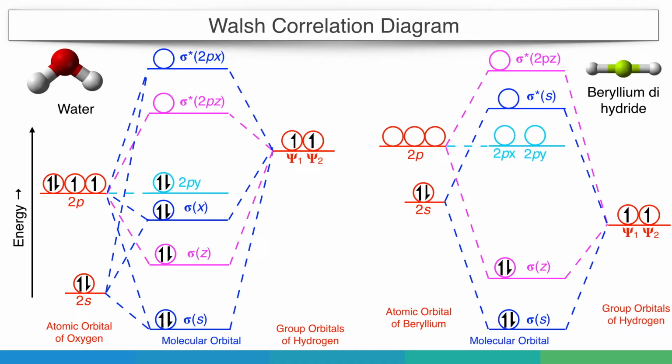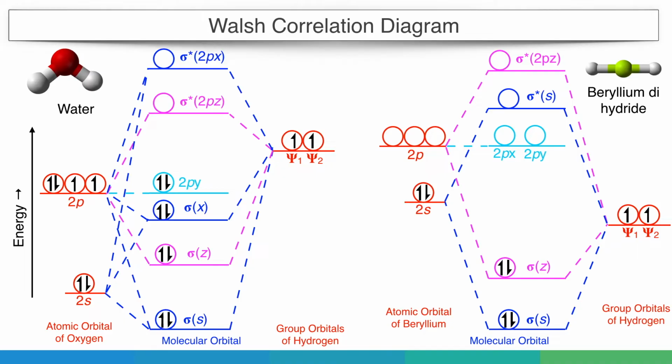The diagram which shows the change in energy of molecular orbital with variation in bond angle is called as Walsh Correlation Diagram. The name is derived from the name of British chemist Arthur D. Walsh, who published an extensive work involving the use of these diagrams in 1953.